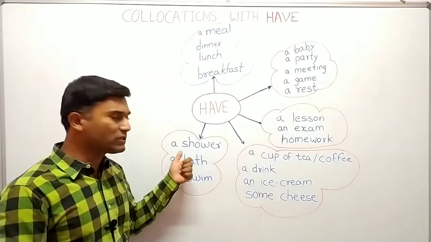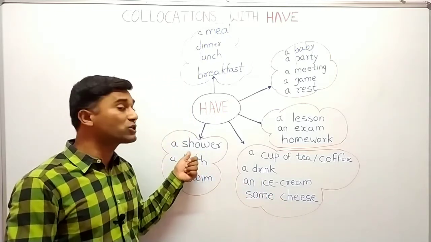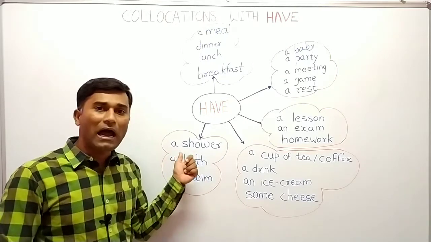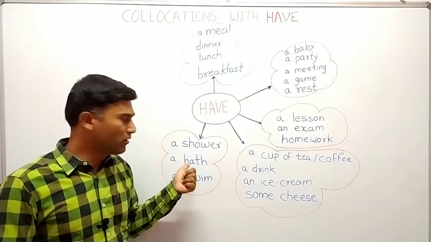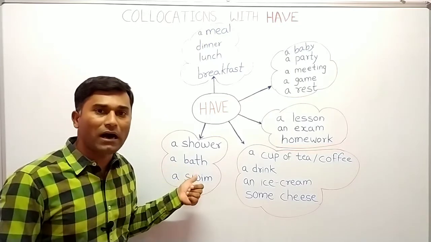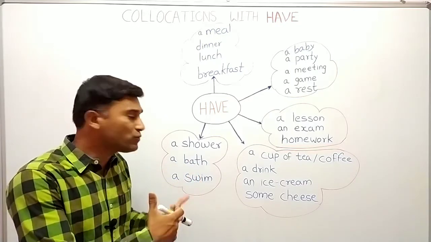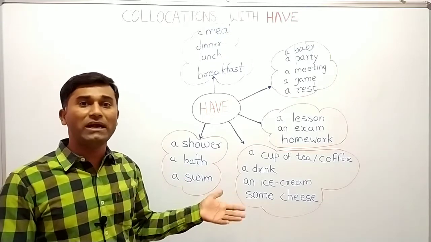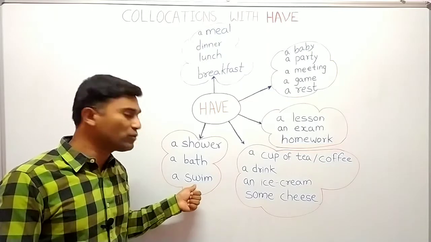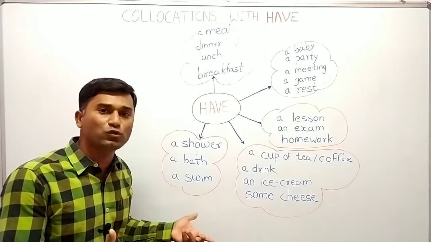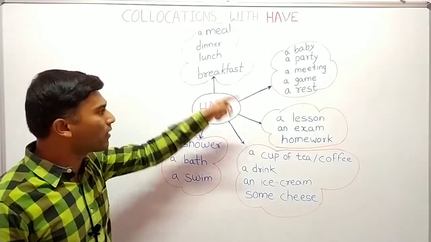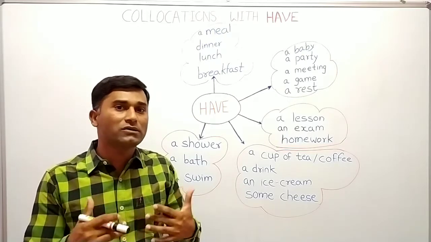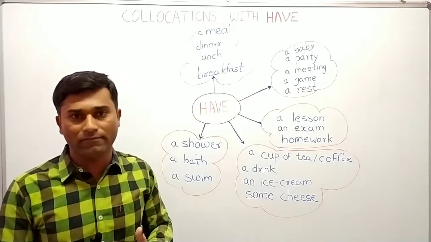Okay, then there is another group of words like shower, bath, or swim. So we say I want to have a shower, or I want to have a bath. Where is the bathroom? I want to have a bath. Or I want to have a swim. Where is the swimming pool? I want to have a swim, or let us have a swim. So these are all the words that come with the verb have. So this is collocations with have.